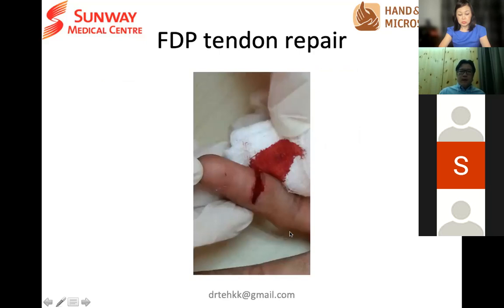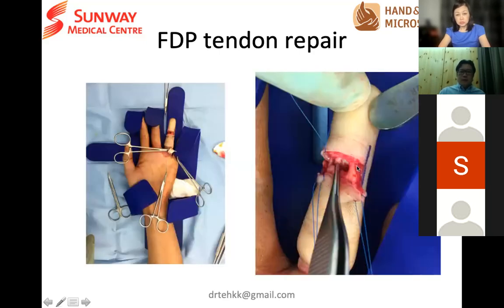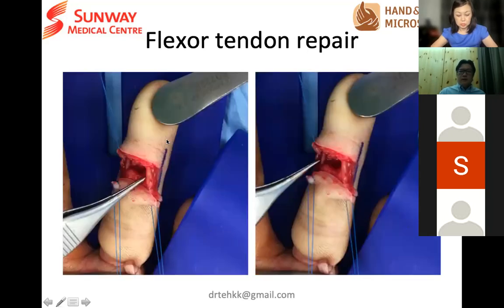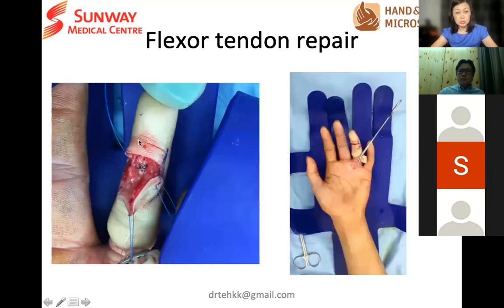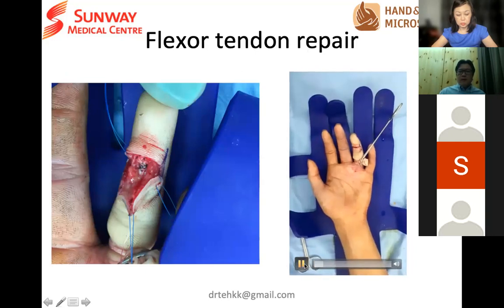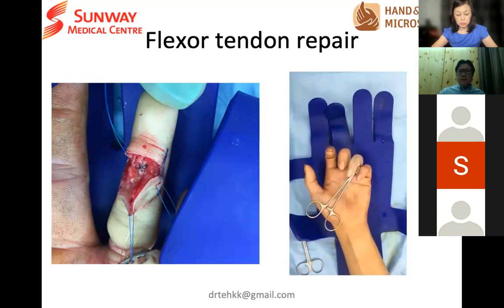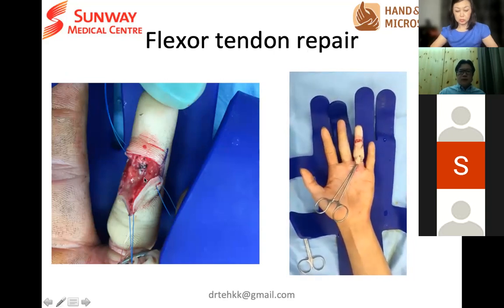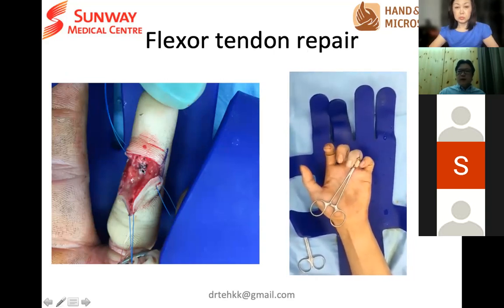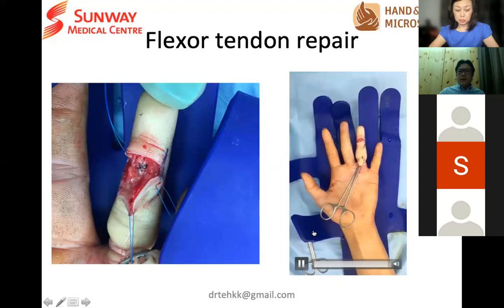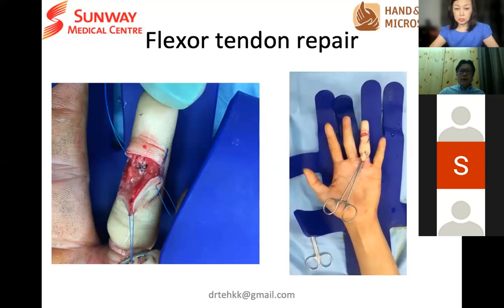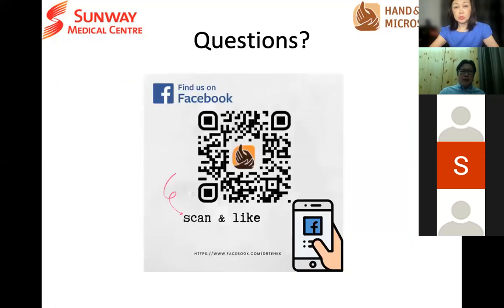So flexor tendon repair, same thing, small cuts like this. You can see that's the tendon there, that's the nerve and artery at the sides. And that's the repair. And this is again testing the repair. So you can see this is the repair there. So you can test your repair right away, and the patient will be happy. Hey, before operation, I cannot move my finger, now I can. So that's my last slide.